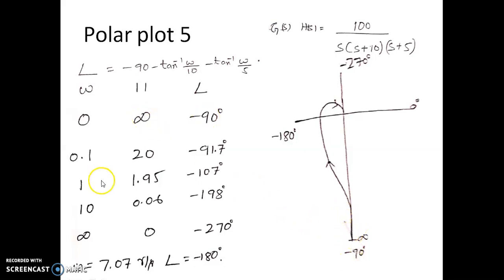That's what this first thing is, and it crosses -180 degree. It crosses -180 degree at 7.07 radian per second. And then finally, as the value of omega goes to infinity, the magnitude becomes 0. The phase angle is -270 degree. So that's why it is entering the origin at -270 degrees. This is for the fifth plot, having one pole at the origin and two poles on the left hand side of the s-plane.